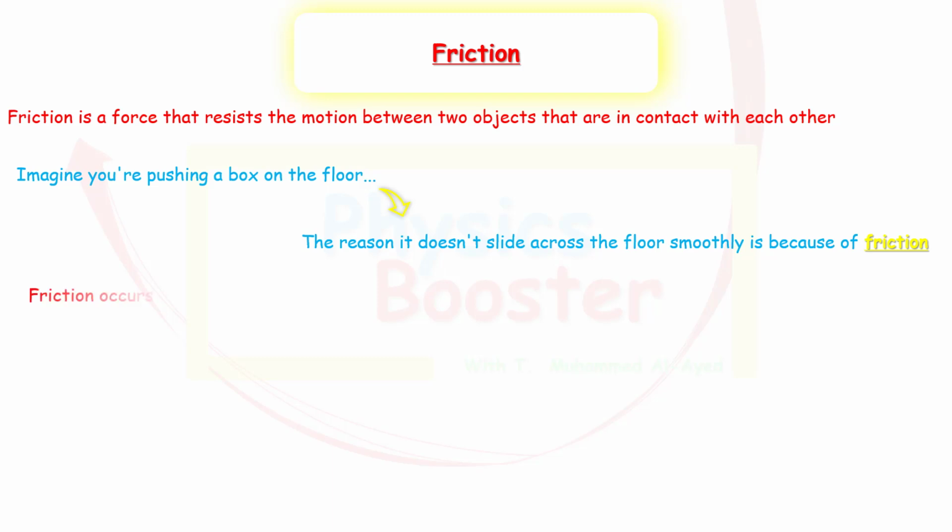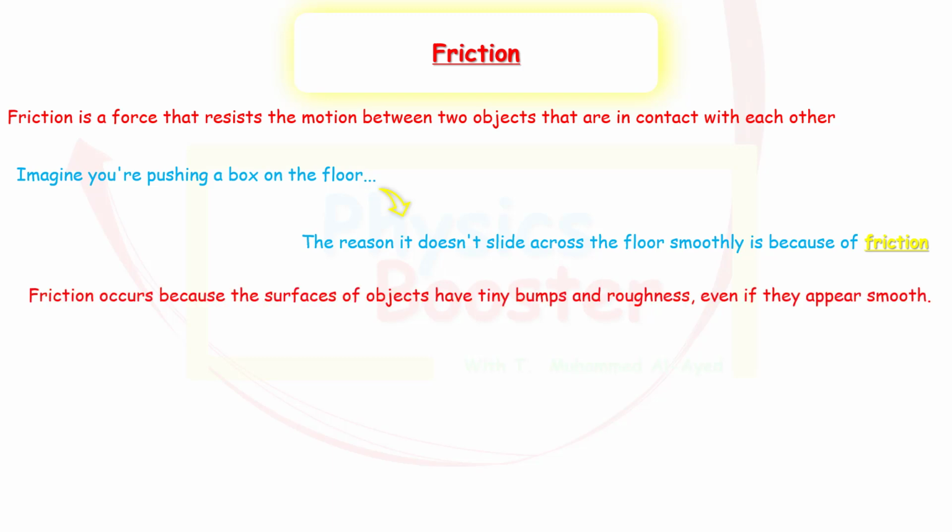Now, you may look at the table and say, no, the table looks smooth. There's no friction. Why is there friction while the table is smooth? Well, actually, friction occurs because there are very tiny bumps and roughnesses, even though they appear smooth.